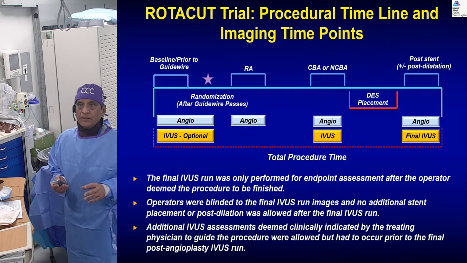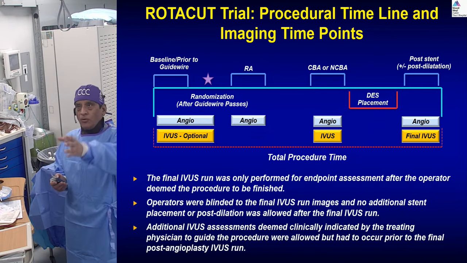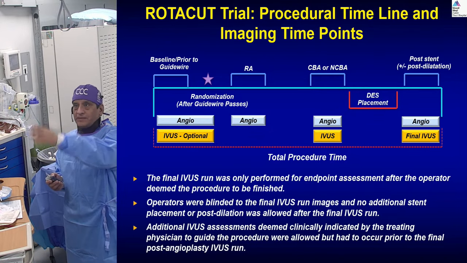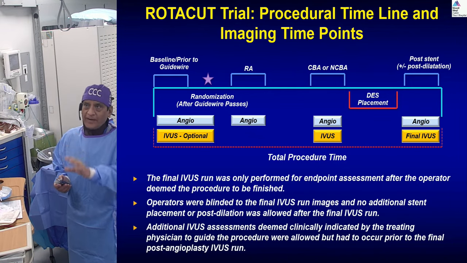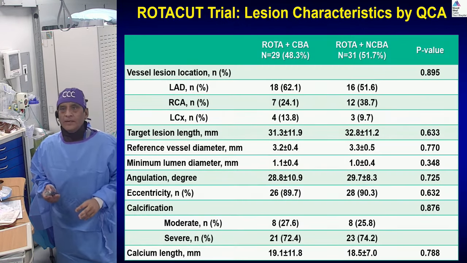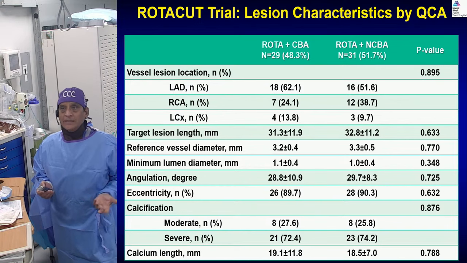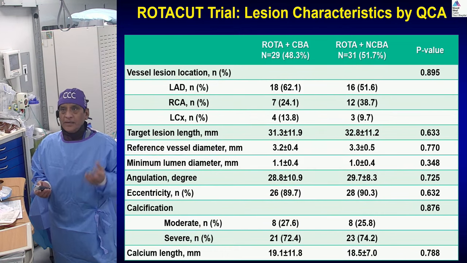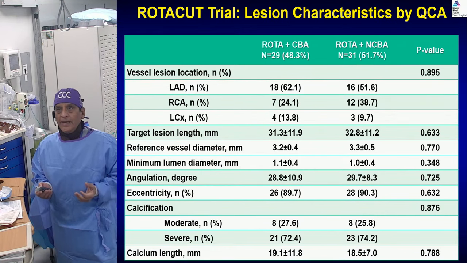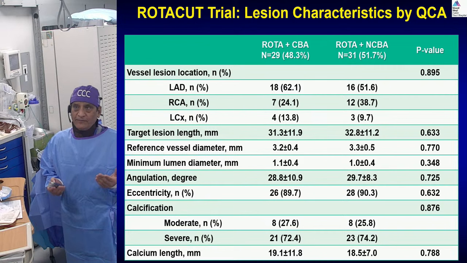Francis Hospital. So you see the multiple IVUS runs: the pre, post-cutting balloon, after rotational atherectomy, then the final IVUS, which, as I mentioned, was blinded to the operator. So overall, complex, very long lesions. Look at the 31 to 33 millimeters. Reference vessel is 3 millimeters. And angulations were less than 45 degrees, which is true.